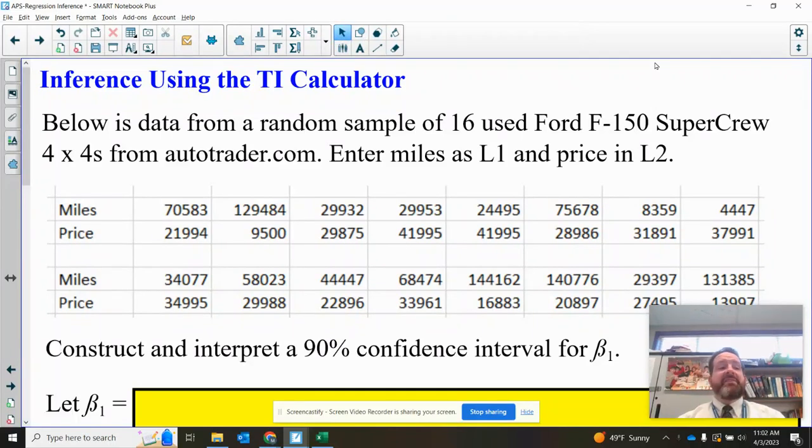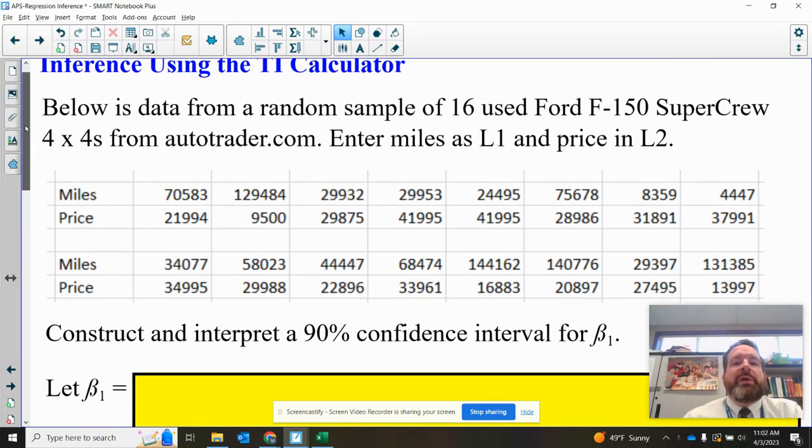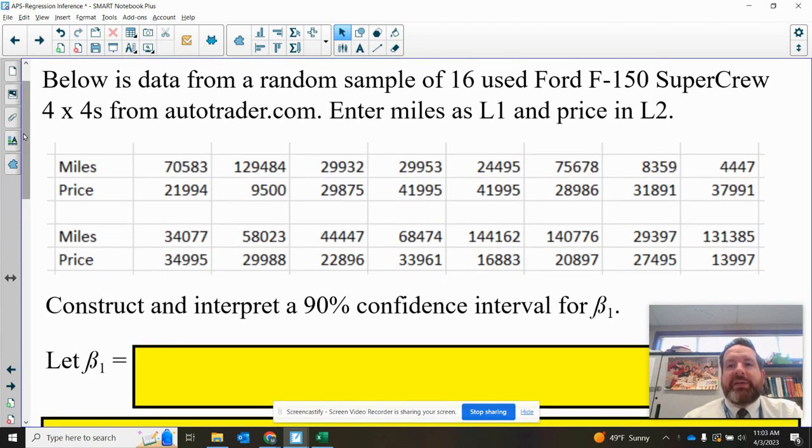All right, let's take advantage of our technology. We are going to now do a confidence interval for a regression slope on this data. So do a quick pause, enter this into your calculator. It's just one big list. So make one big list of the miles. There's 16 of them altogether. And then in order, the same order, a list of the prices so that we can check and make sure things are going okay.